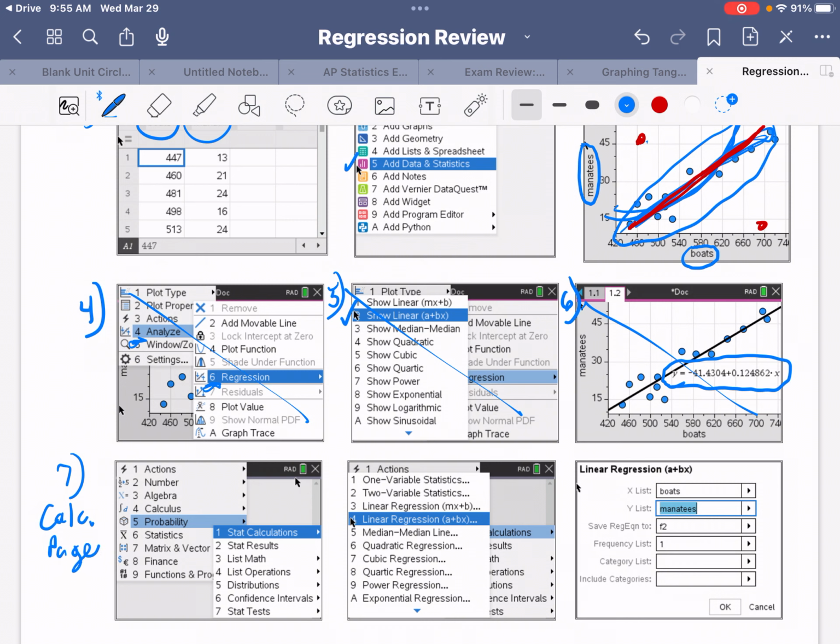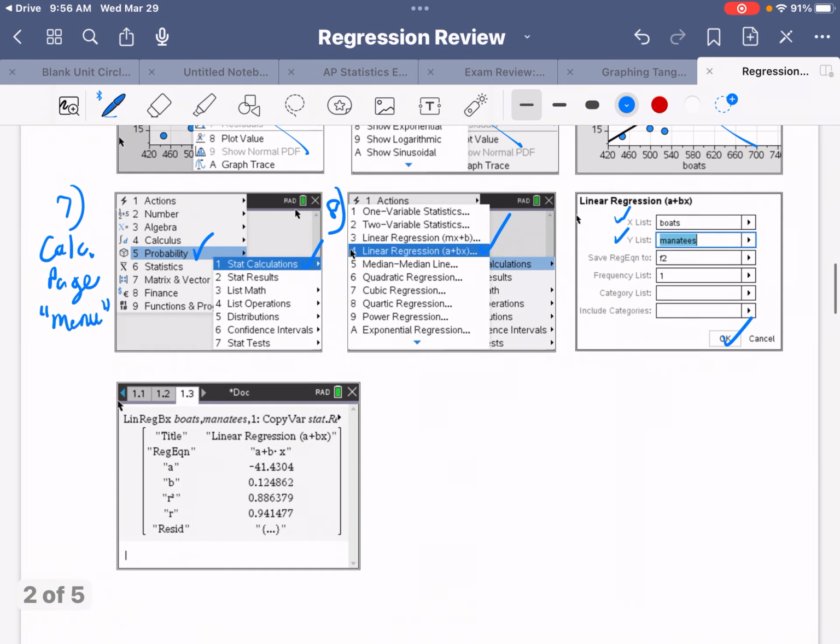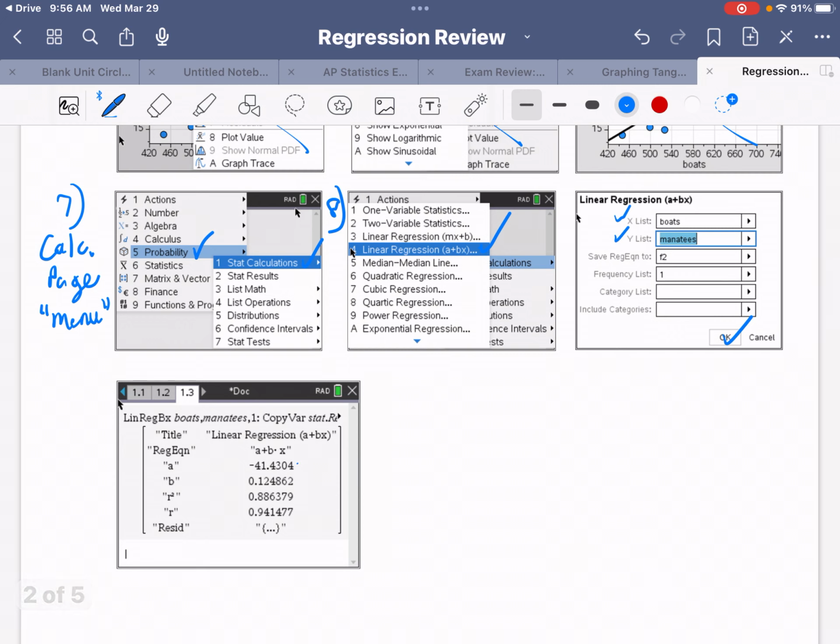And then when you're in the calculator page, press the menu button and then go down and choose probability, then choose stat calculations, then choose linear regression a plus bx. And then this window shows up where you tell it your X list and Y list, and nothing else really matters, and you hit OK. And there it is. It tells you A, which is the y-intercept, B, which is the slope, and then here you have r squared and r. So you'd probably rather do it that way.